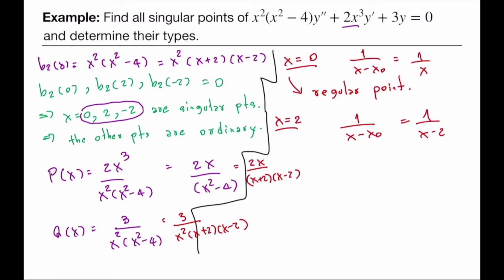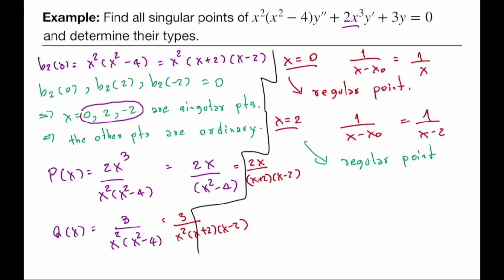So we have 1 over x minus 2 to the 1 as a factor, which is less than or equal to 1 for p. And here we have to the 1 as well, which is less than or equal to 1 for q. So this point is also a regular point.